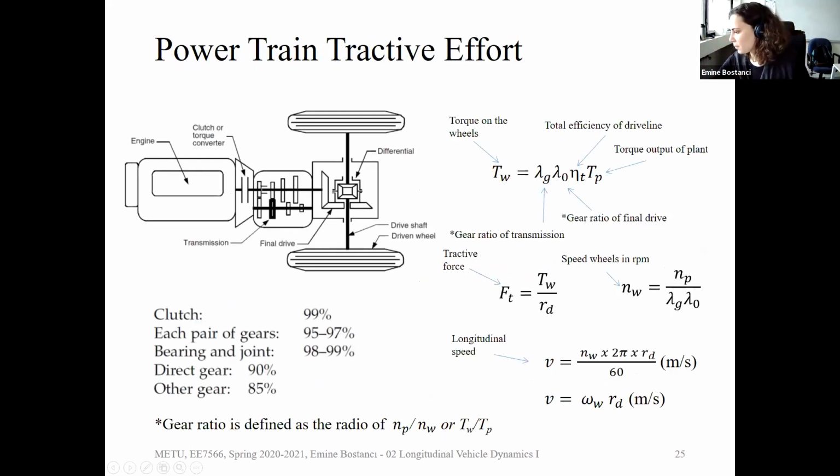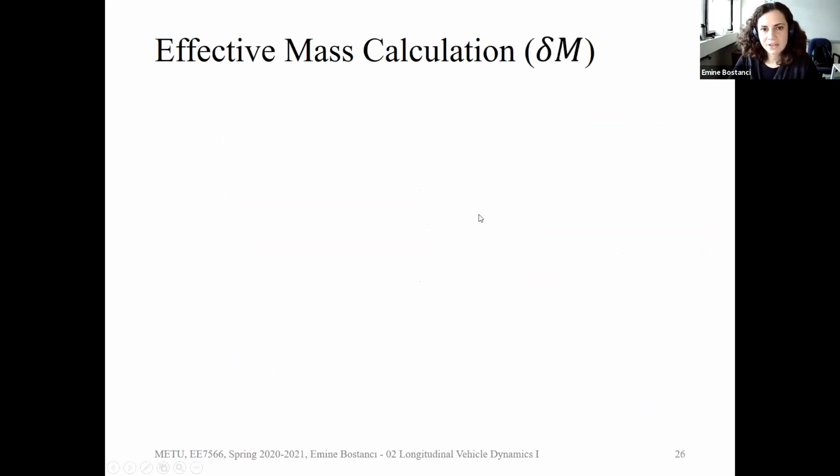Maybe I will just stop here. It has been a long lecture. In the next lecture, we will talk about how we can create tractive effort and how we can later calculate this delta, what this delta means. So I will just stop sharing and open the chat.